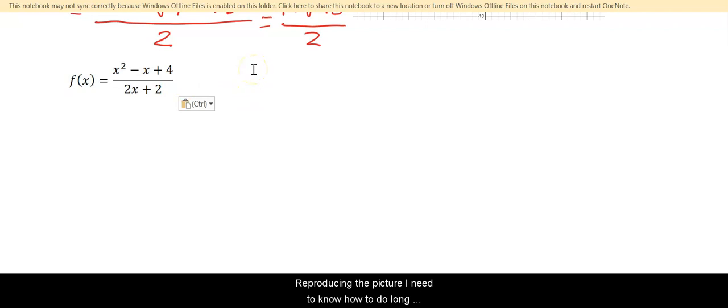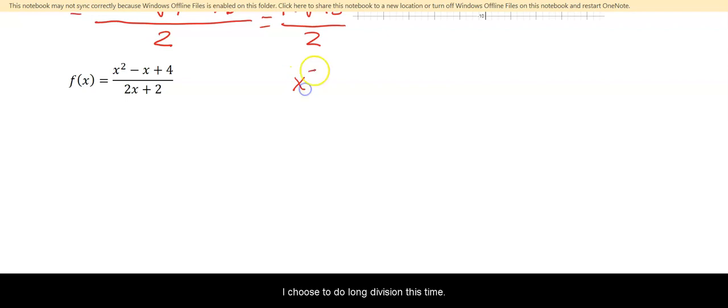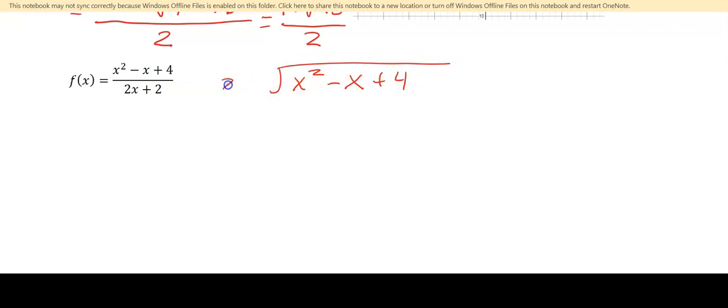Reproducing the picture, I need to now do long division with that. Or in this case, you could use synthetic if you wanted to solve for the solution that goes with the 2x plus 2. I choose to do long division this time. X squared minus x plus 4 divided by 2x plus 2.